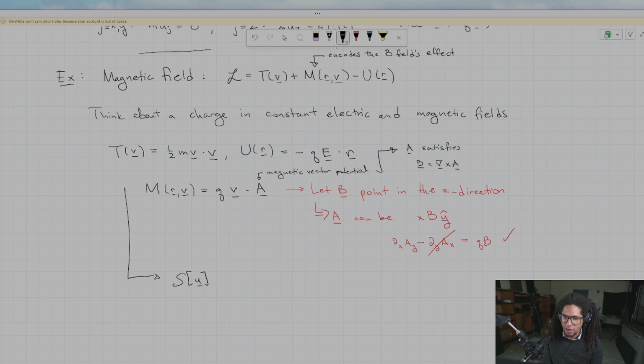So now we can write down our action for a trajectory u, which is the integral from t_i to t_f of T plus M minus U. So one half m u dot u dot, plus q u dot x B y hat, where x is u_x, minus, so plus, q E dot u, dt.